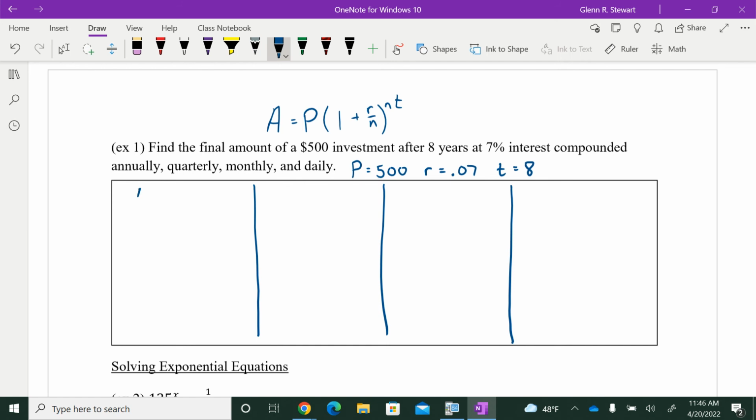So annual. Does anyone know what annual means? Yearly. Okay, so 1 time. So in this case, I'm going to plug this into my equation. A is equal to 500 times 1 plus 0.07 over 1, to the power of 1 times 8.